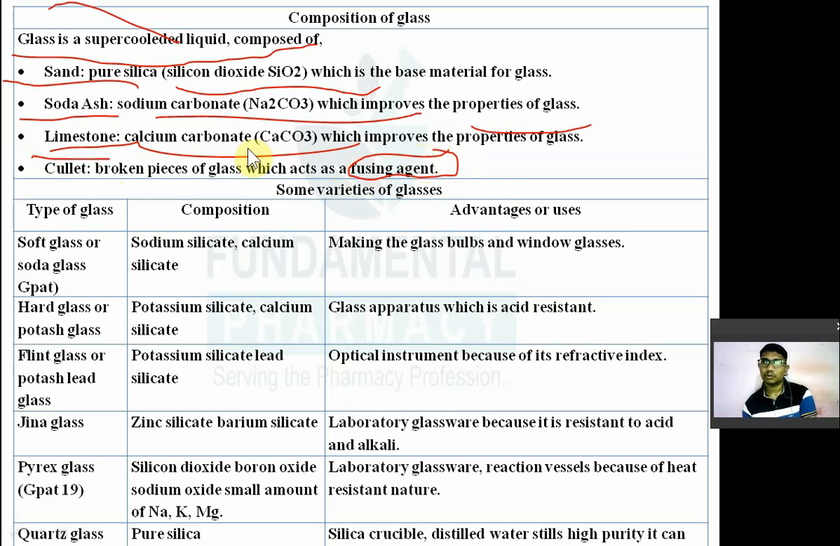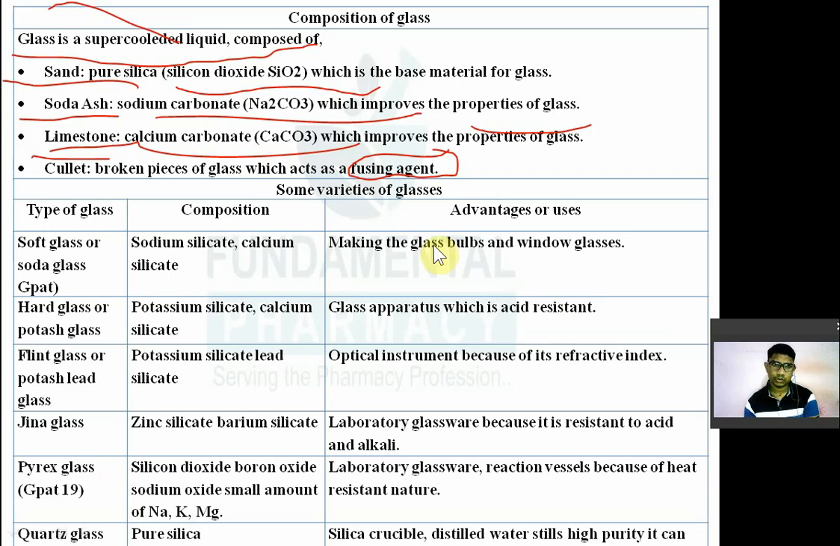Just as we use seeding for crystallization, where the crystal already present is used as a seed so that crystallization happens quickly, likewise during the manufacturing of glass, you have to add cullets or broken pieces of glass, which will act as a fusing agent. Now, some varieties of glass.